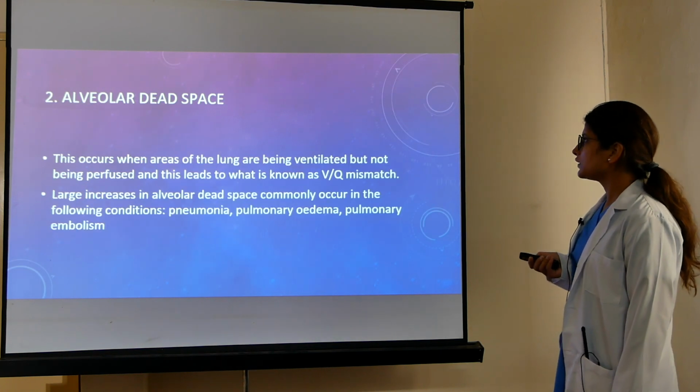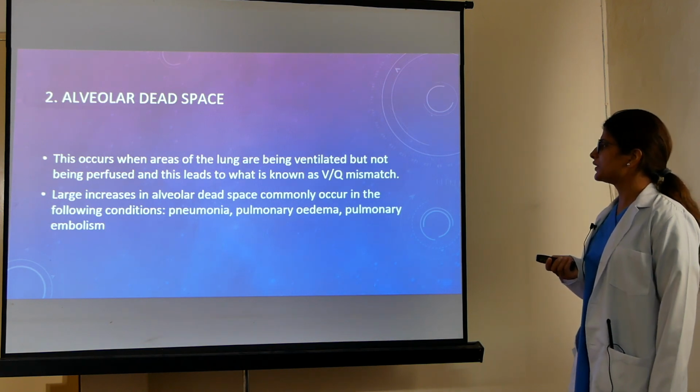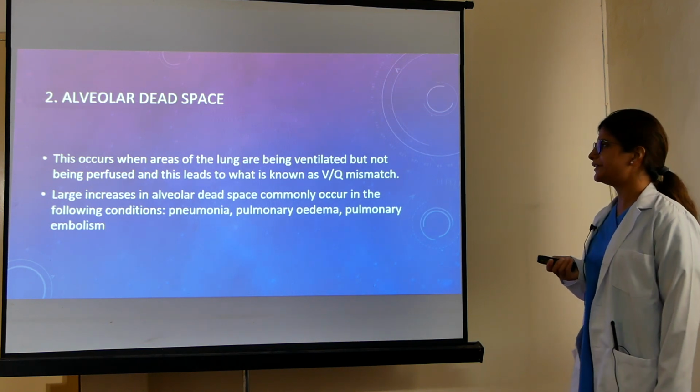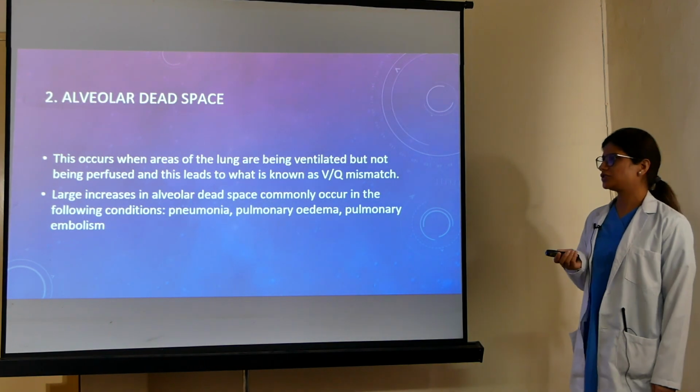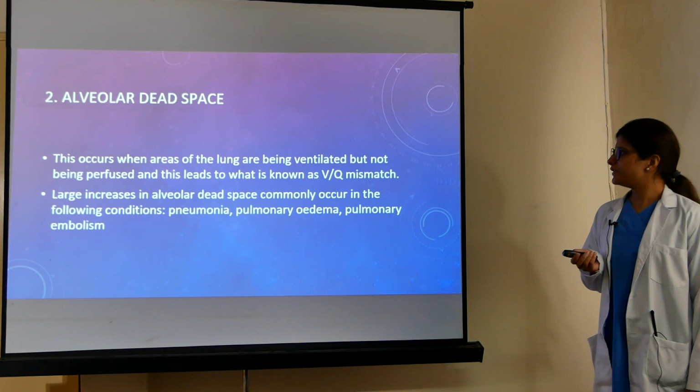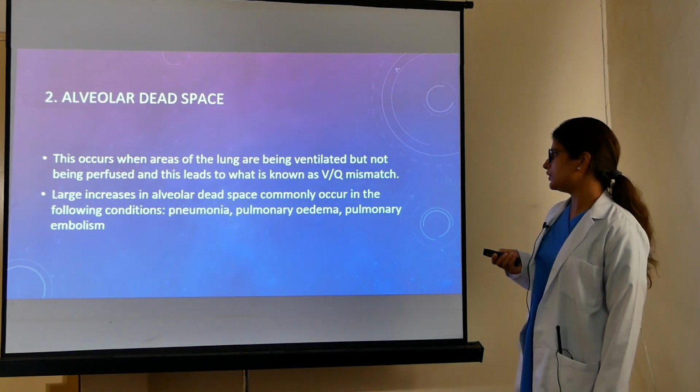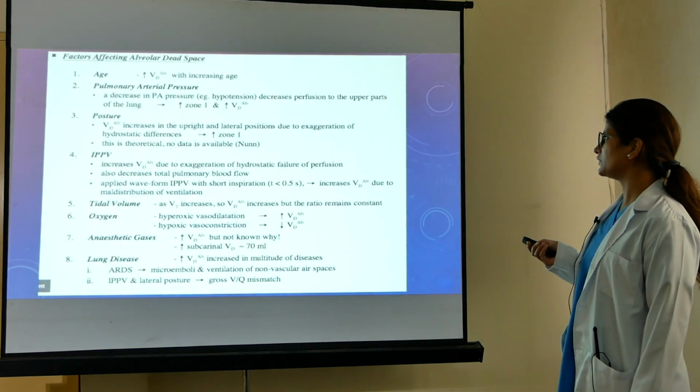The second is alveolar dead space. This occurs when areas of the lungs are being ventilated but are not being perfused. This leads to what is known as VQ mismatch. A large increase in alveolar dead space commonly occurs in conditions like pneumonia, pulmonary edema and pulmonary embolism.